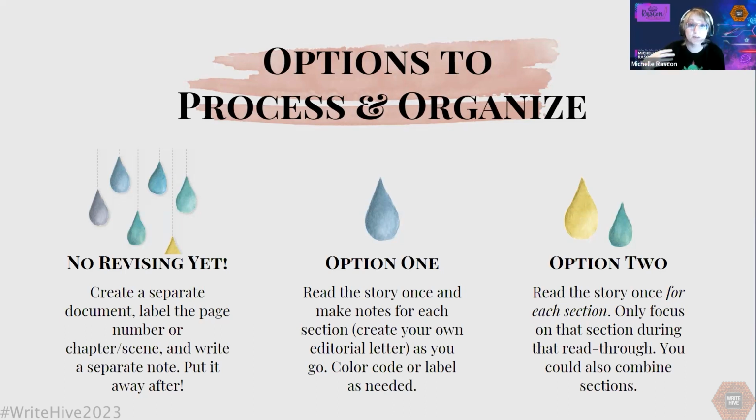And then another, I guess it would be like option 2.1, would be you could combine sections. So you could put the beginning and the ending together. You're focusing on the beginning and then you're focusing on the ending. And then you could put pacing and plot together. I'm going to look at my whole main plot, subplots, and the pacing in this one pass, and then I'll do one for character arc, and then I'll do one for world building. So that's another option for you.